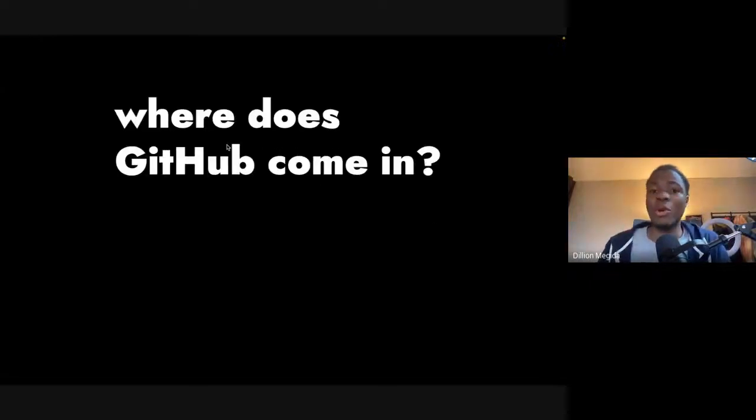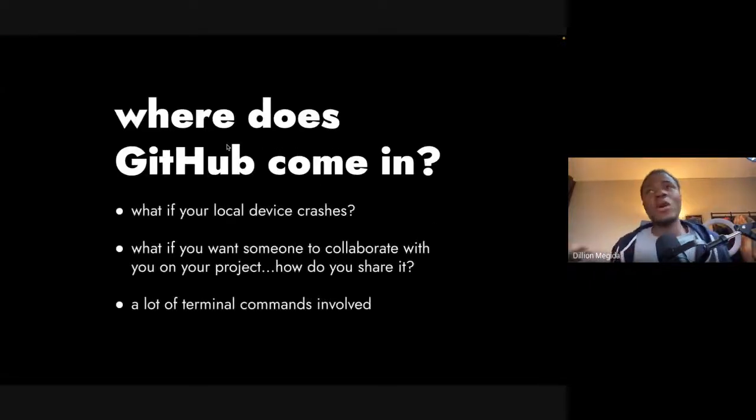Where does GitHub come in? What if my local device crashes? If my local device crashes, even though I have Git and I can easily track different versions of my project and all those other beautiful stuff, I would lose my project. And what if I want someone to collaborate with me on my project? How do I share it? Again, even though I already have Git installed on my device, I'll still have to probably use an external hard drive, or zip the file and send to that person before they can collaborate and make their own change.